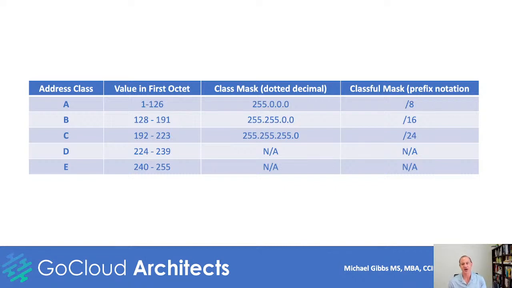Class C addresses, which by nature are /24, give you 253 addresses. Well, technically 254, but that's neither here nor there. And that's 192 to 223. Now, when we start getting into Class D addresses, this is for IP multicast. There's no subnet masks that we're going to be dealing with. And Class E is experimental, and they're not there.